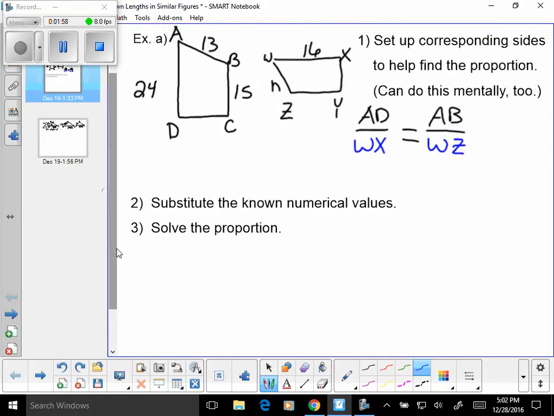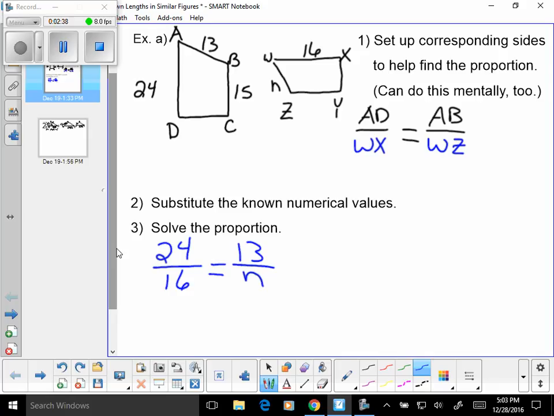So if I can extend a little bit here, okay. I know both AD and WX, so I'm going to choose to use that, and I'm going to have a tendency to go left as numerator and right as denominator. Now remember, we do not want to set up this ratio within the same figure. So I'm going to take AD, which is 24, to WX, which is 16. And I'm going to set that equal to, and I'm trying to find n, and the 13 from the left-hand quadrilateral corresponds to the n.